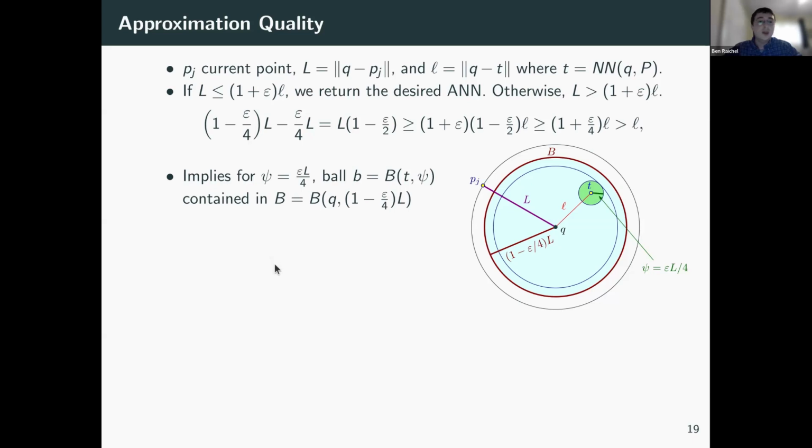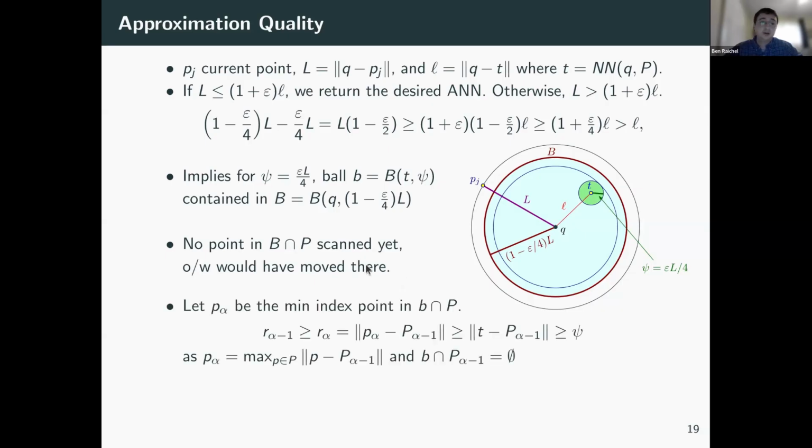So why do I care about this ball capital B? Well, capital B is a 1 minus epsilon over 4 scaling down of the distance from Q to Pj, which means that I cannot have scanned a point inside this ball. Because if I had scanned a point inside this ball, I would be at that point or something closer, and I wouldn't be at Pj. So that's why I'm looking at this ball.